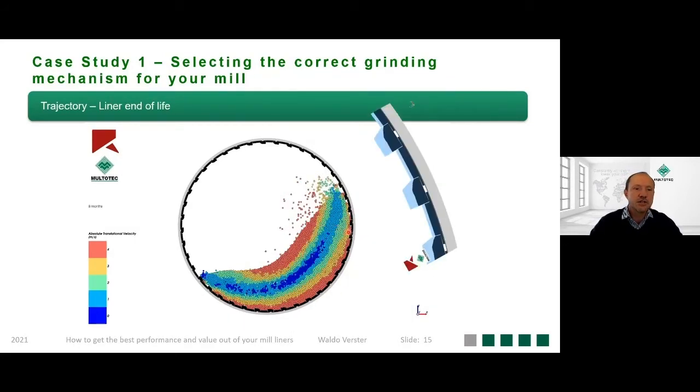Then this slide shows the trajectory towards the end of liner life. Again, we can see there's no significant impact grinding taking place. Still the attrition and compression grinding. What is important to note is that there's almost zero impact taking place. This picture here shows the worn profile of the set of liners. And in most cases, when you achieve this wear profile together with this trajectory, it's time to change your liner.